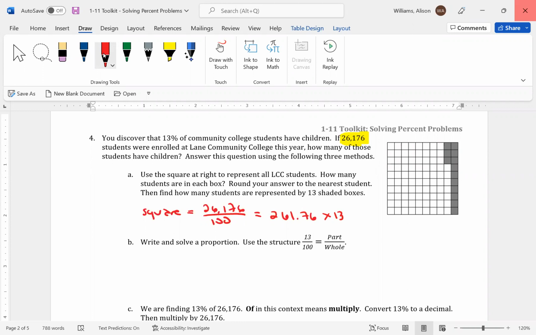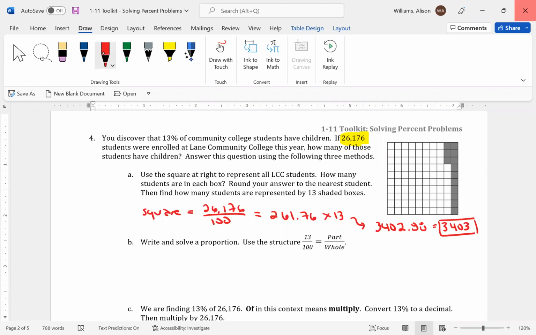261.76 times 13. I am getting 3,402.88, which as a final answer, I should just say 3,403, because we're talking about students. That's how many students I would expect to have children at that college.